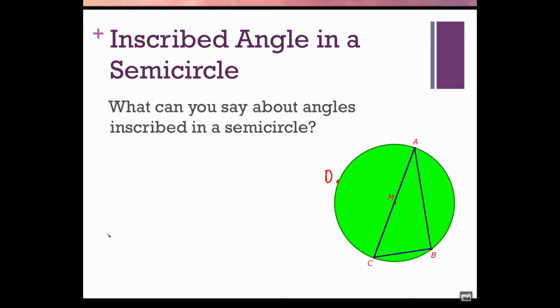Where's the vertex? B. And where is that located? On the circle. Okay. And if the angle is on the circle. Somebody else just got it.